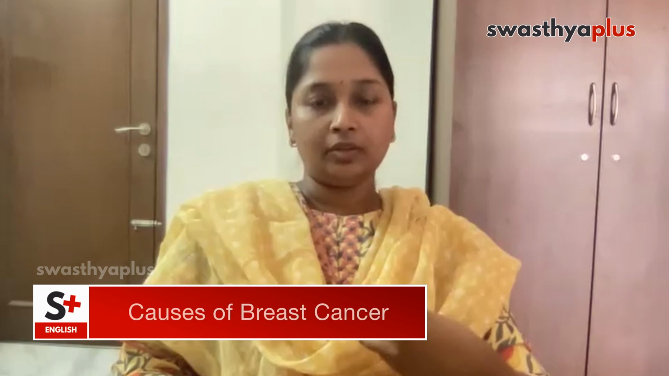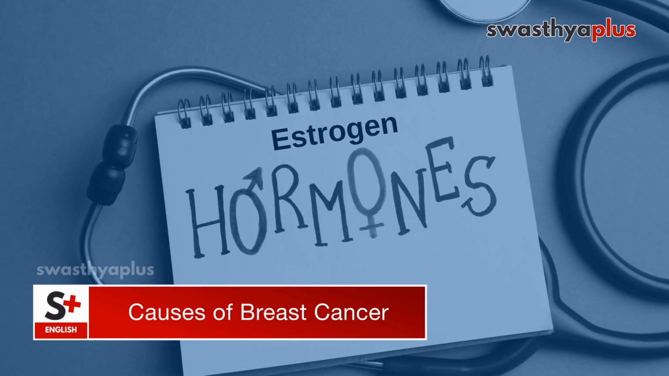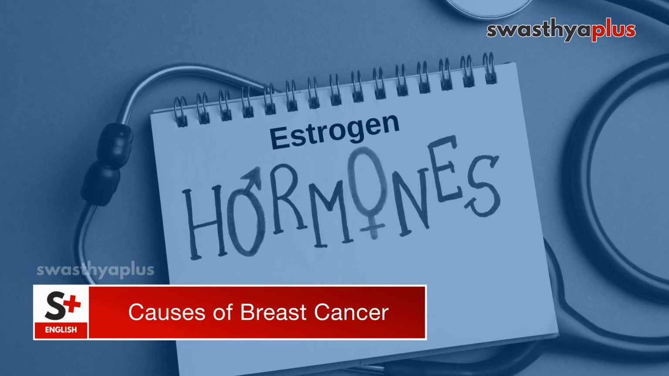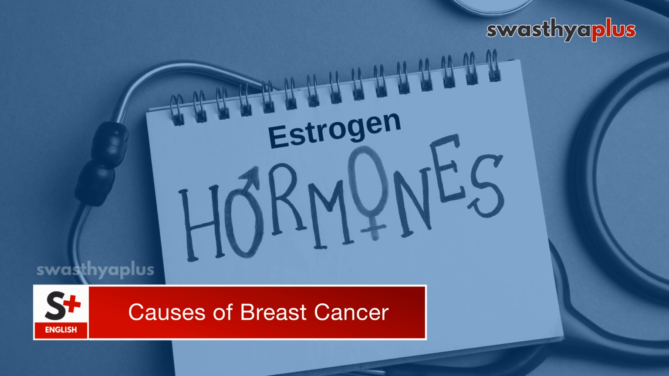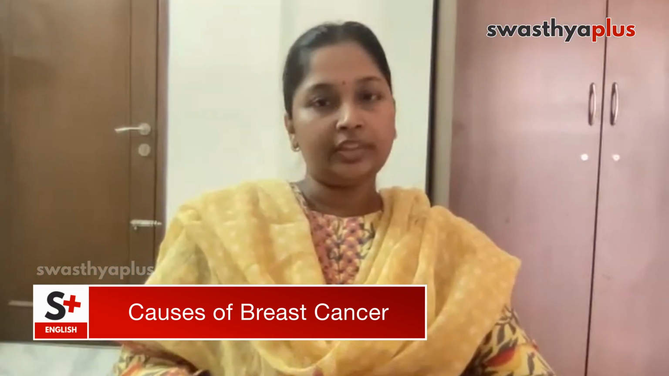Age is mainly a risk factor for cancer for any organ. Likewise, for breast cancer also, getting older is one risk factor. And the second one, usually the breast tissue in our body is sensitive to a female hormone called estrogen. Whenever there is increased estrogen in the body, that sensitizes the breast cells so that they grow out of control, leading to cancer. So what are those conditions where this estrogen is increased?